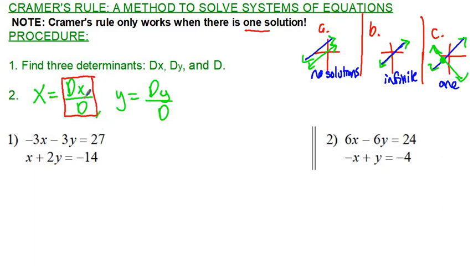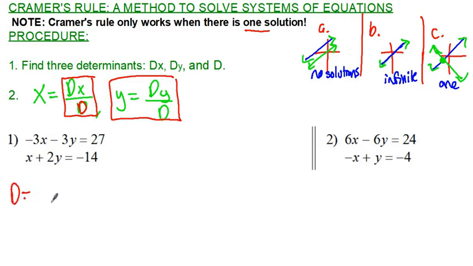It's called D with that little x right there, Dx. And we divide it by big D. Big D is the determinant of the whole system. And then same thing for the y. To find the y-coordinate, we take the y determinant, which is Dy, and we divide by big D, the main determinant. So let me show you how to do that right now.